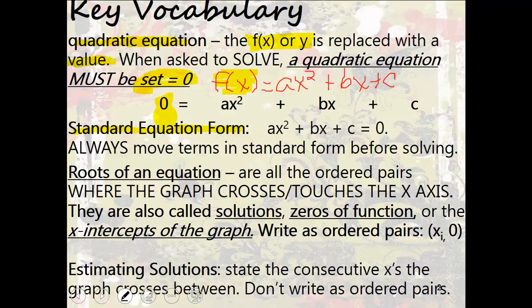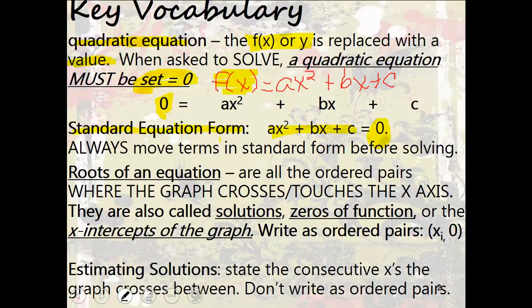Sometimes in your assignment, you're going to have to make sure you're in standard form. That means all the terms are on one side and the 0 is on the other. It doesn't matter which side it is, it's just all the terms have to be pushed onto the same side.